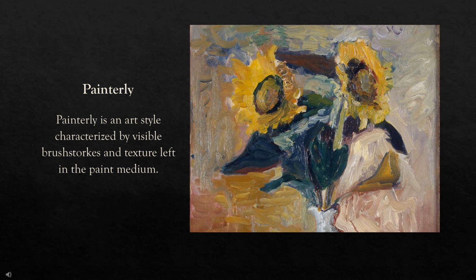Painterly. Painterly is an art style characterized by visible brush strokes and textures left in the paint medium. Artworks featuring this art style can be created using oils, acrylic, watercolor, or any medium or brush used. As you can see, the picture has visible brush strokes that were used. You can clearly see the path of the brush used in the painting.